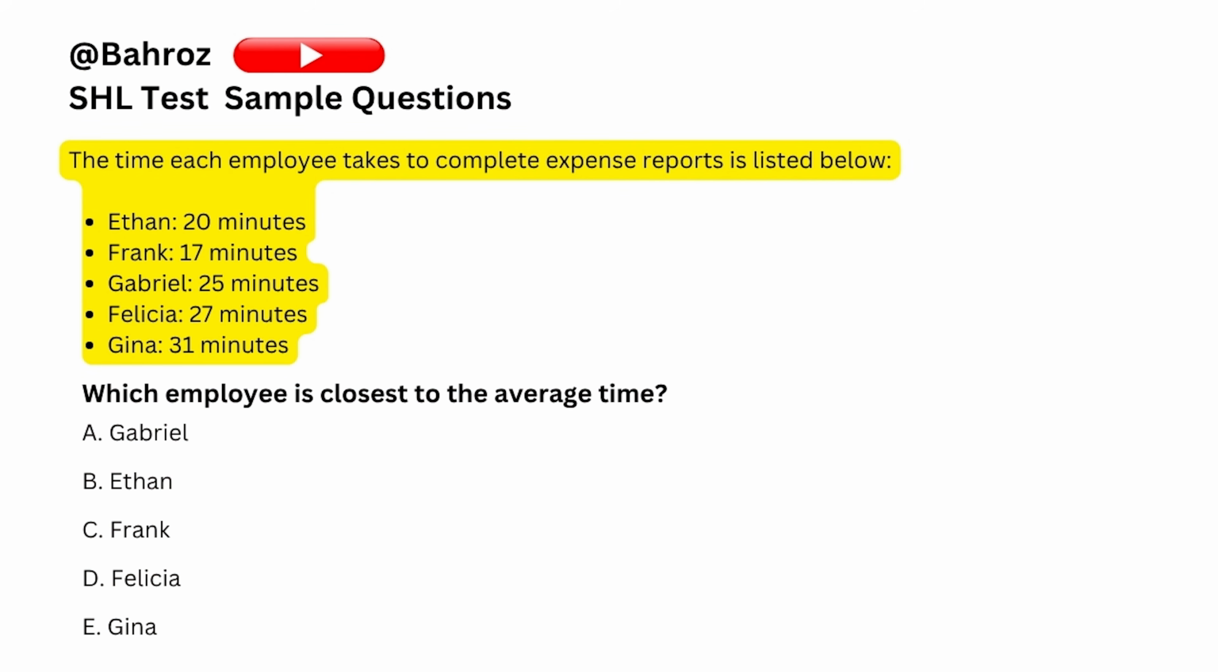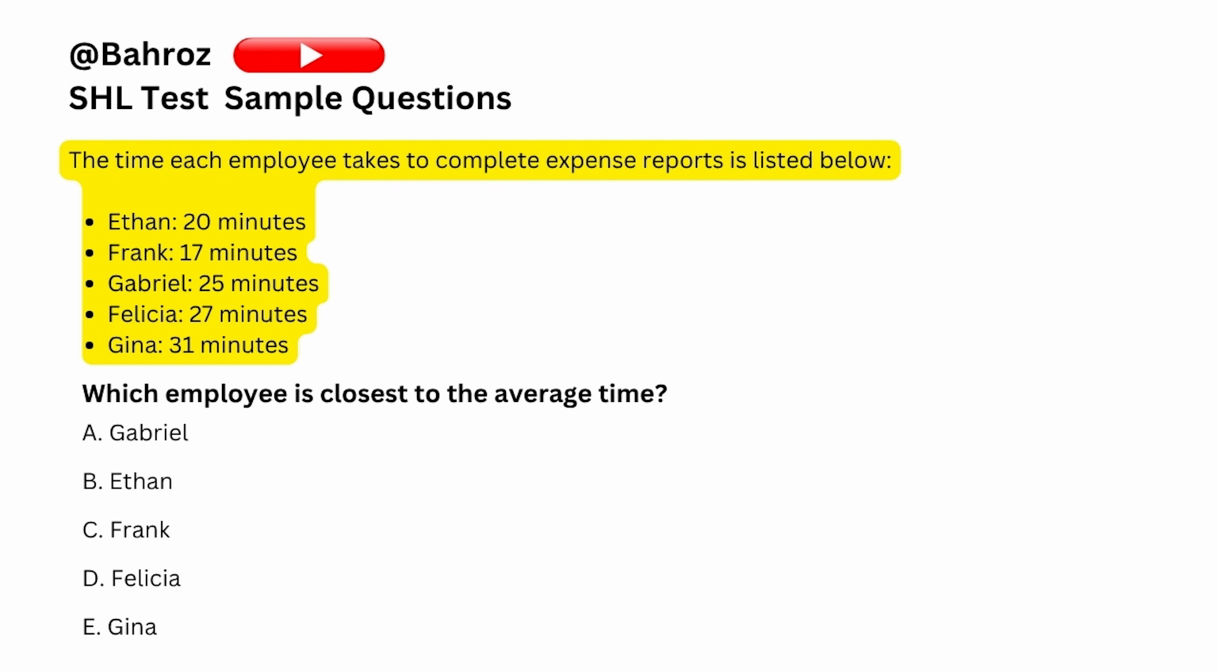Next sample question. The time each employee takes to complete expense reports is listed below. Ethan, 20 minutes. Frank, 17 minutes. Gabriel, 25 minutes. Felicia, 27 minutes. Gina, 31 minutes. Which employee is closest to the average time? A, Gabriel. B, Ethan. C, Frank. D, Felicia. E, Gina. Let's begin by finding the average time.